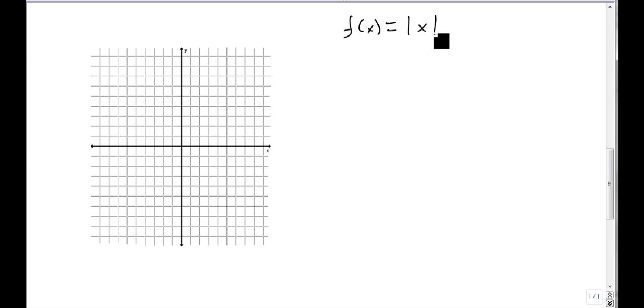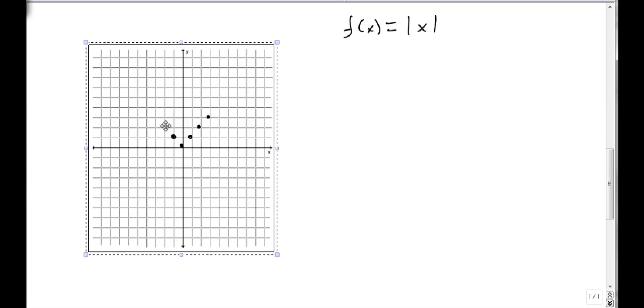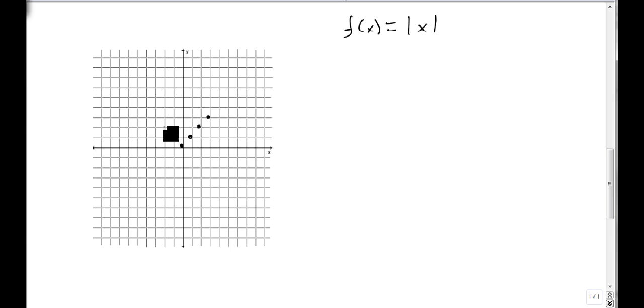So the graph of an absolute value, we just take the x, and whatever it is, we make it positive. So at 0, it'll be 0. At 1, it'll be 1. At 2, it'll be 2. At 3, it'll be 3. But negative 1 becomes positive 1. Negative 2 becomes positive 2. Negative 3 becomes positive 3, and we get this V. So there's our graph of our absolute value.